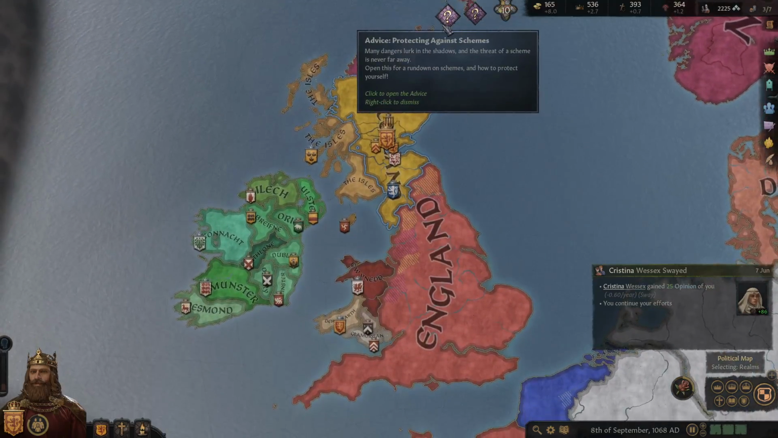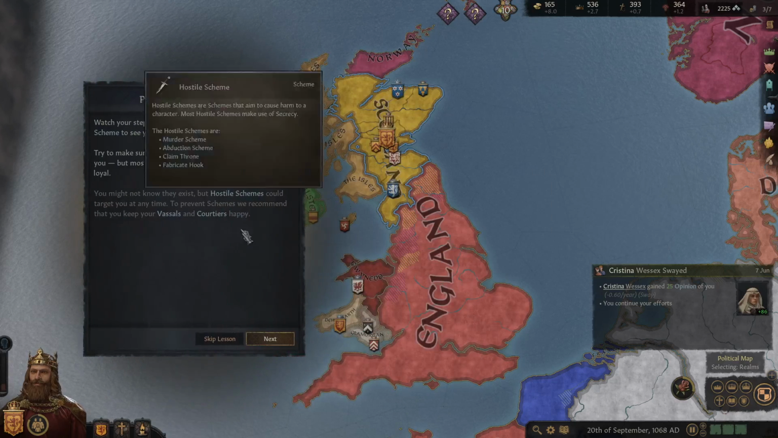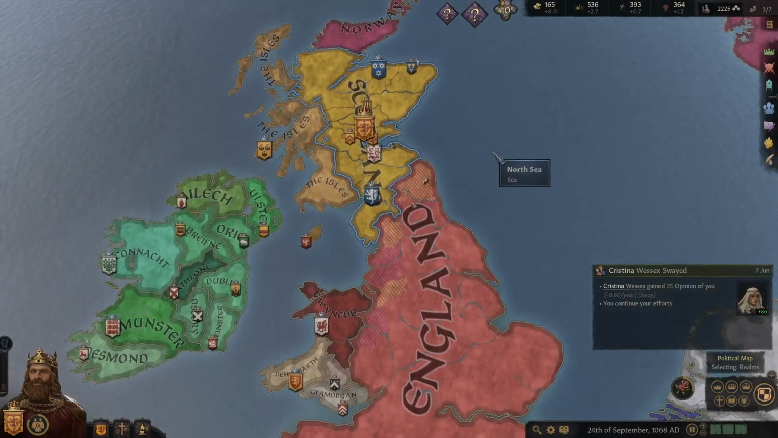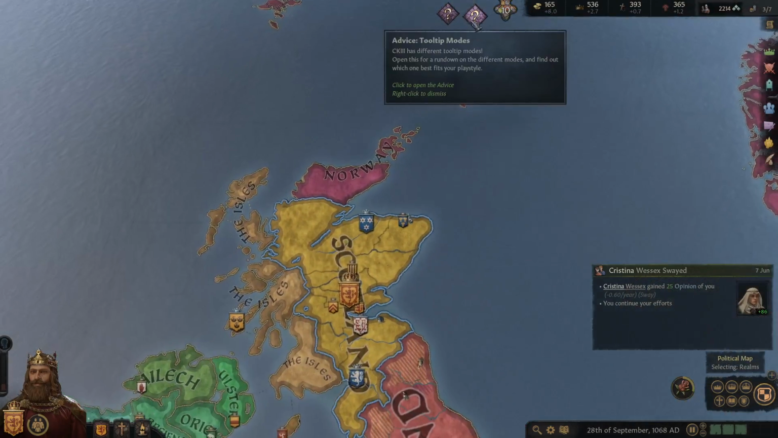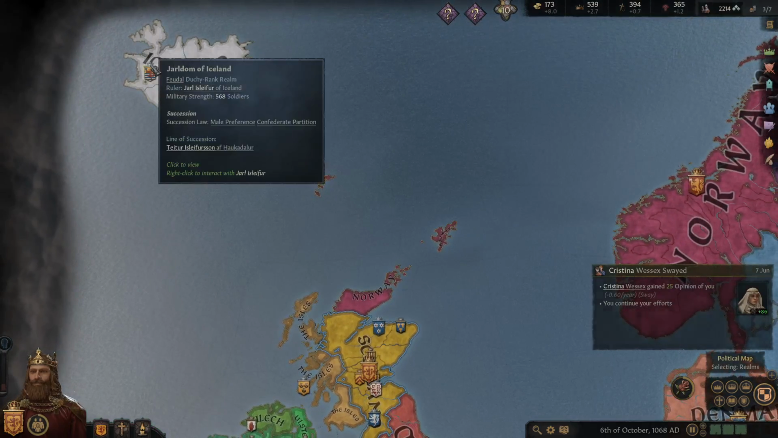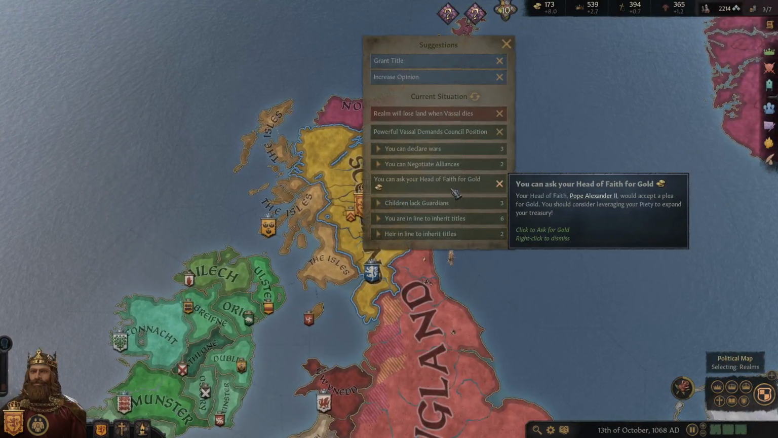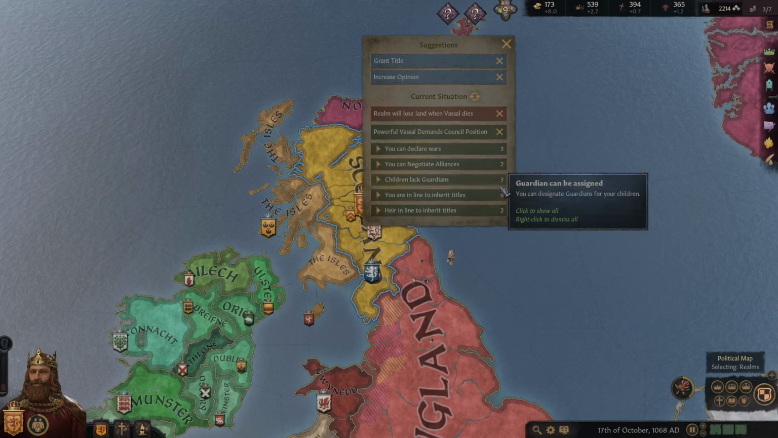What have we got here? Some tooltip modes, protecting against schemes. Many dangers lurk in the shadows. Oh, this is just how to protect against them. I thought it was something specific that was happening with me. Okay, what other issues do we have here? We can ask my head of faith for gold. I'm not going to do that.